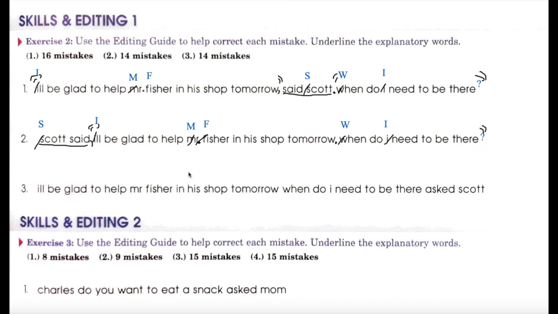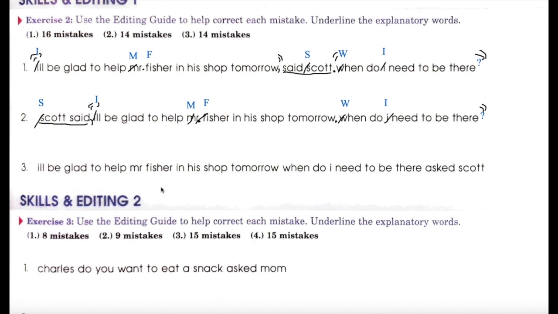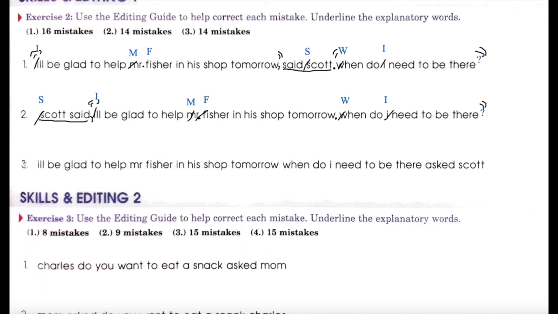Let's count our mistakes and see if we got everything. 1, 2, 3, 4, 5, 6, 7, 8, 9, 10, 11, 12, 13, 14. Okay, we have everything. Number 3 has 14 mistakes. I'll be glad to help Mr. Fisher in his shop tomorrow. When do I need to be there? Asked Scott. We have explanatory words at the end this time.